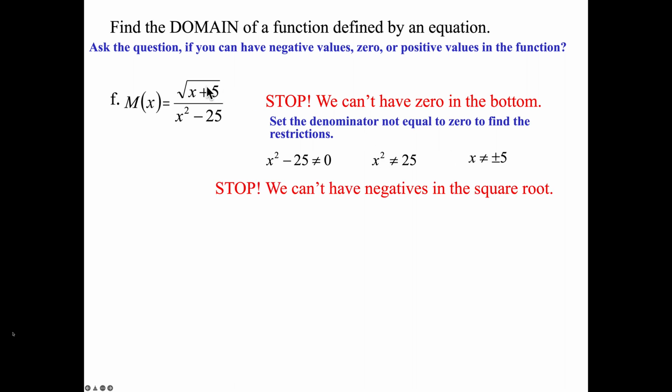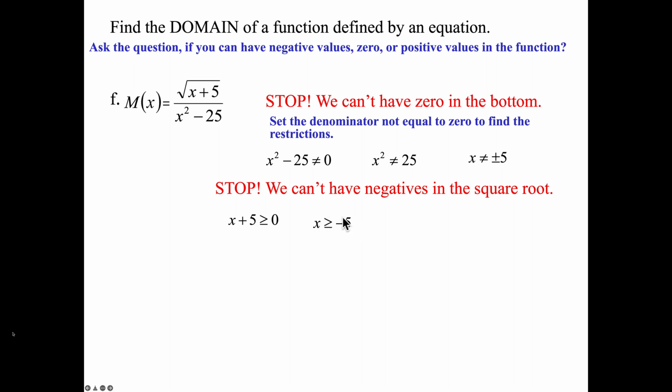Now for the top, you can't have a negative inside that square root. So the x plus 5 greater than or equal to 0 is going to guarantee me no negatives inside my square root symbol. So I subtract over the 5. So x is greater than or equal to negative 5.